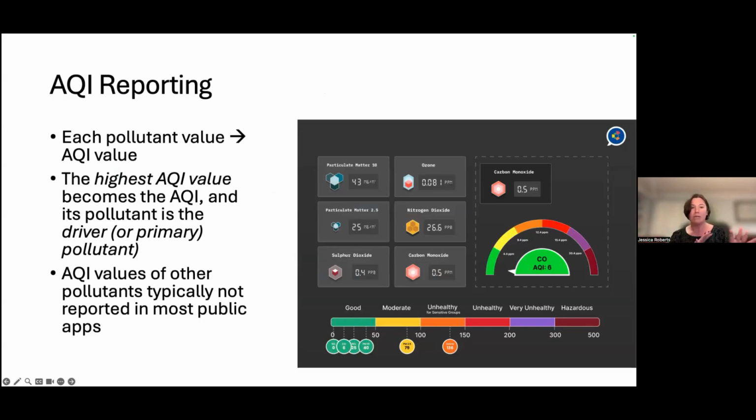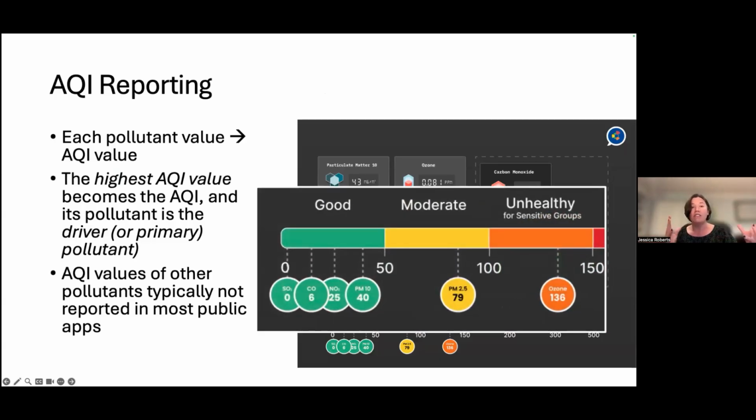And this is a screenshot from one of the kiosk portion where we have a cute animation that explains this. But basically, all of the pollutants then have their AQI value, and the highest AQI value becomes the AQI for the day, and whatever pollutant has the highest value, that is called the driver pollutant or the primary pollutant.